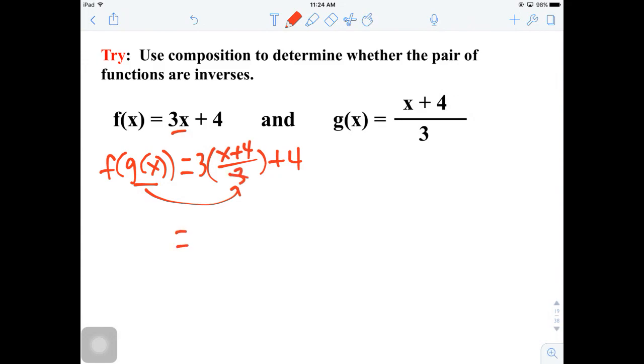Again, we're going to simplify. The 3 and the 3 cancel out. We have x plus 4 plus 4. And the 4's do not cancel out. So we actually got x plus 8. So we did not get x back. What does that mean?